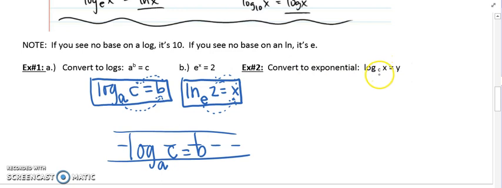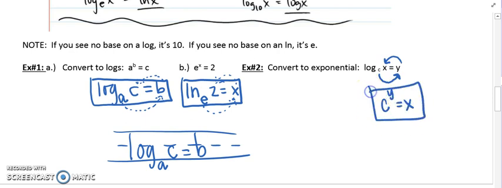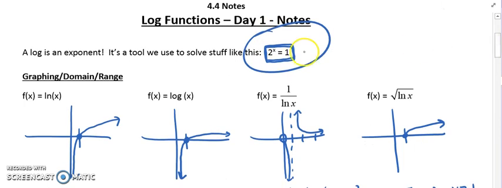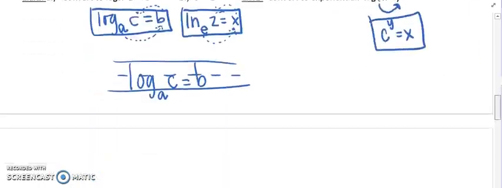Convert to exponential. These are always easier because look, c to the y equals x. C to the y equals x. So it's all about that circle. Just do the circle. And you may be thinking, why in the world are we doing this? This is ridiculous. It's weird. It's because you've got to know how to solve that. Look at it. It looks easy, right? Well, we got to get some skills so we can solve it.